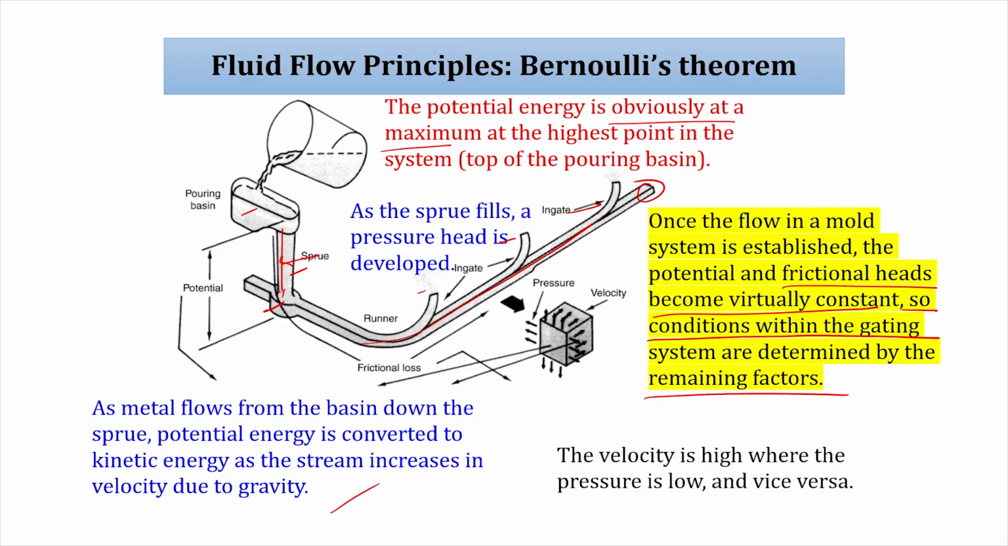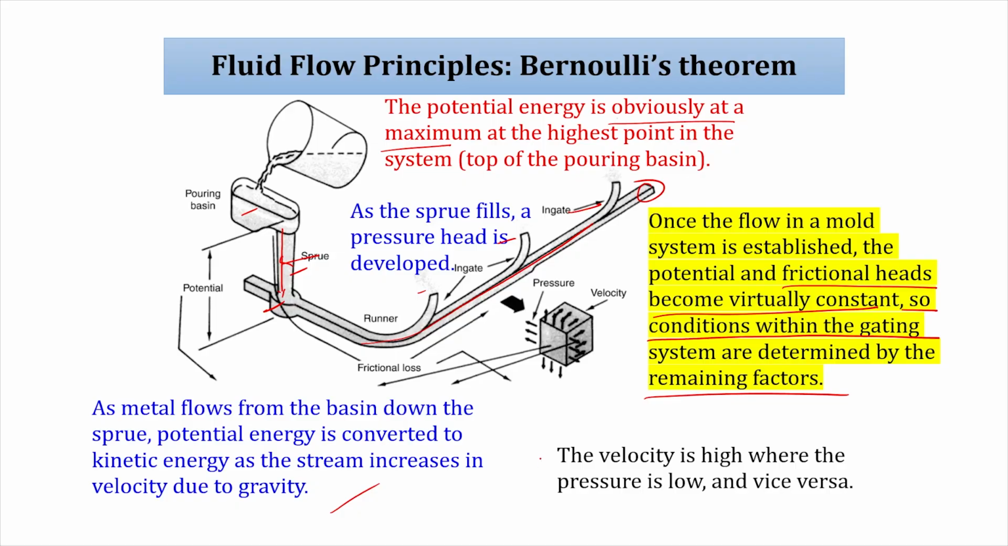So, what will happen? The potential energy and frictional loss are fixed. What remains? Kinetic energy and pressure head energy are going to play a role in designing the gating and runner system, because the summation of the 4 was constant and 2 are already constant. If velocity is high, then pressure should be low, and if pressure is high, velocity should be low. Velocity and pressure play a critical role in designing our gating system.